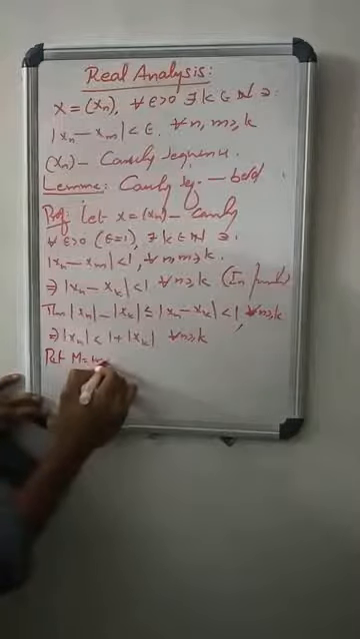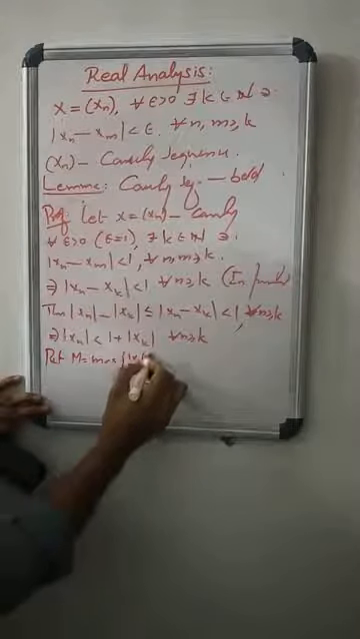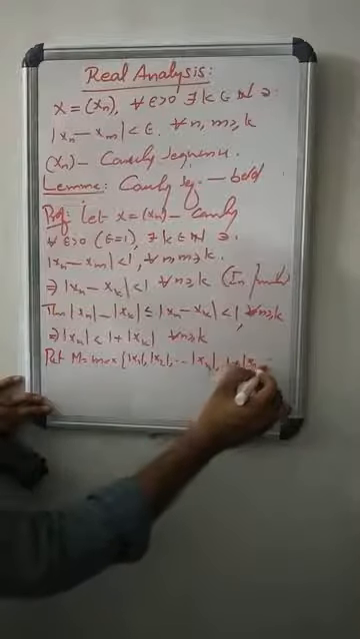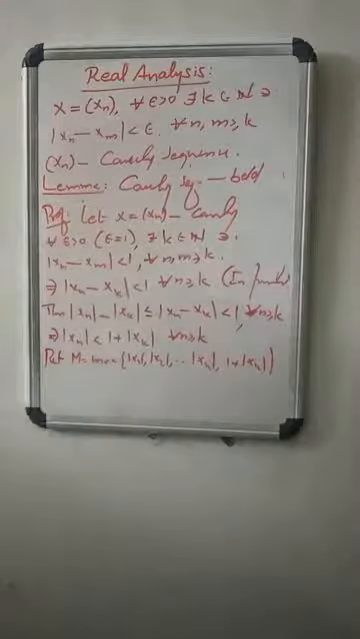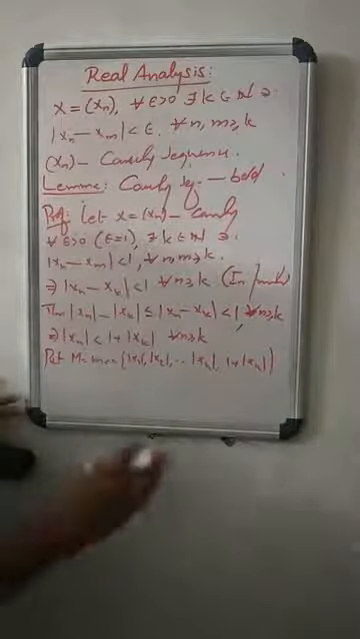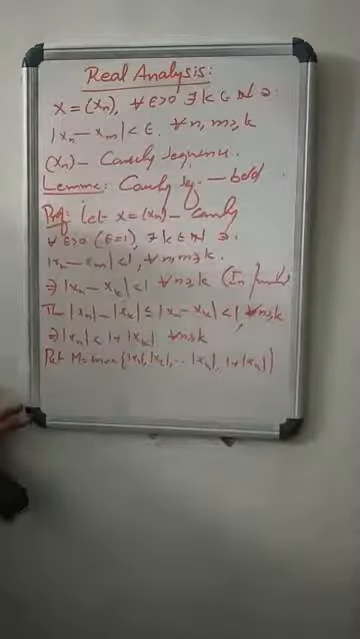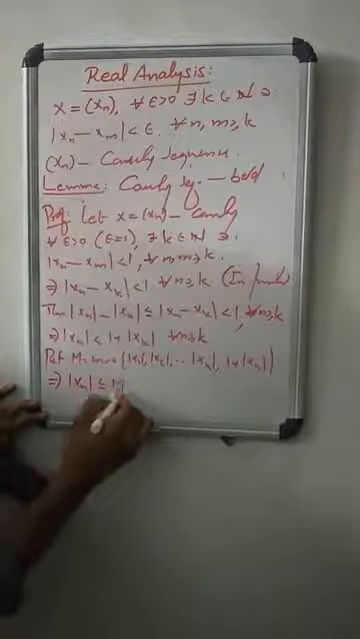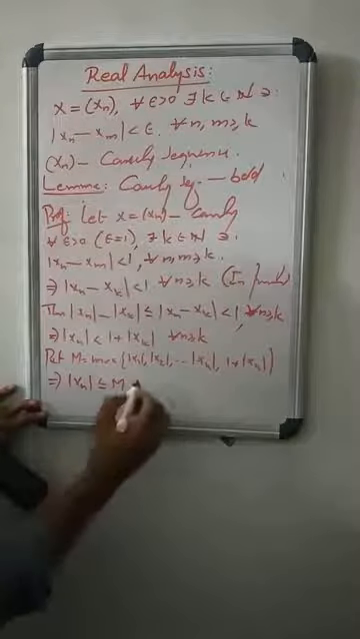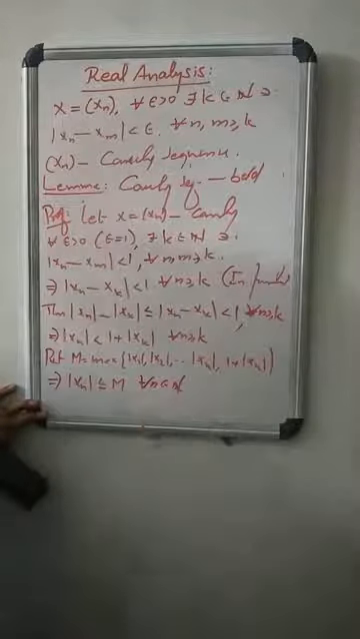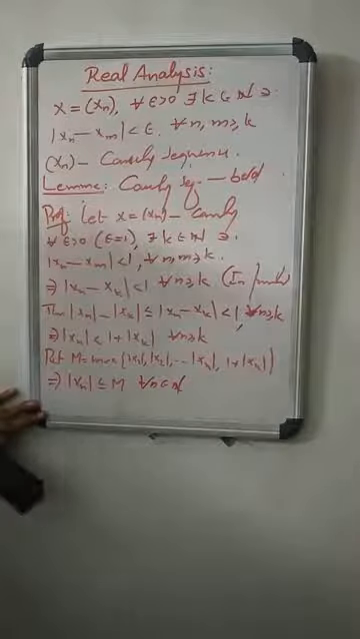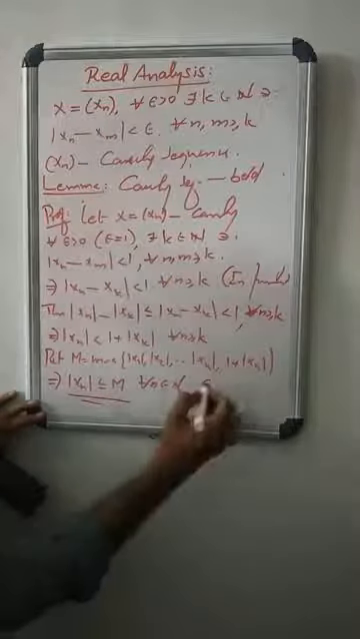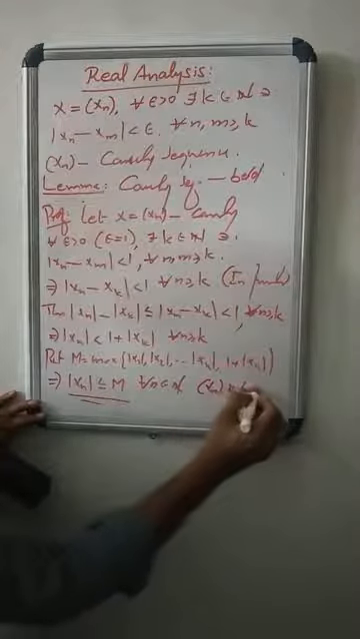Put M equals the maximum of mod x1, mod x2, and so on up to mod xk, and 1 plus mod xk. So from here you can clearly say that mod xn is less than or equal to capital M for all n greater than or equal to k, but also for k falling in N, so for all n in N. So mod xn less than or equal to M means clearly that the sequence xn is bounded.